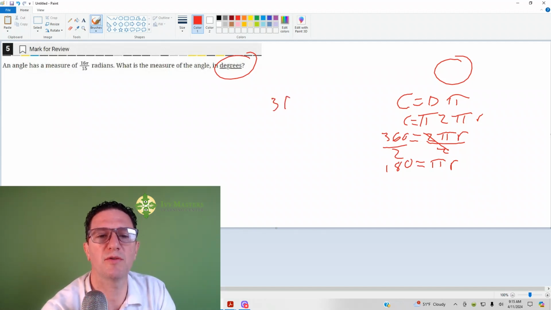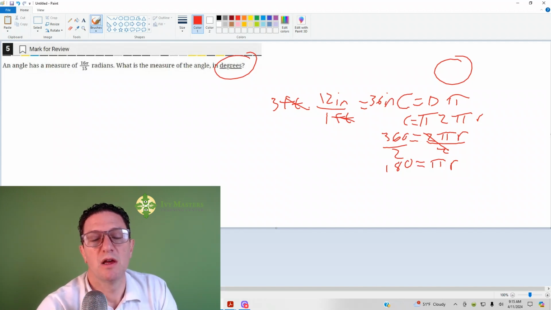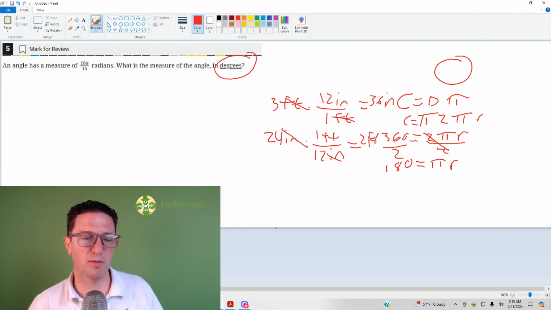So for example, if I've got 3 feet and I've got to convert it to inches, I would multiply, I need feet in the bottom. And 1 foot has 12 inches. And then feet cancel, and you get 36 inches. But on the other hand, let's say I have 24 inches and I've got to convert to feet, I can multiply by 1 foot over 12 inches. And now inches cancel. 24 over 12 will give you 2 feet. It's the same deal with 180 over pi.